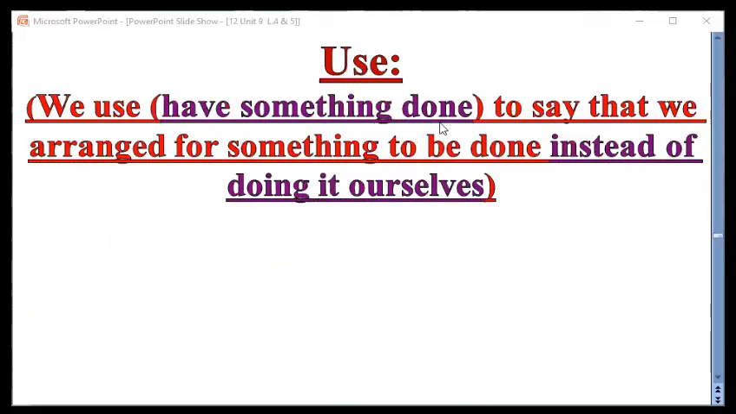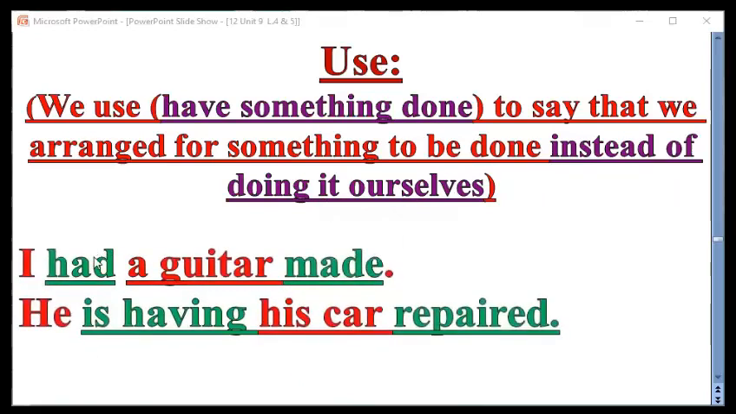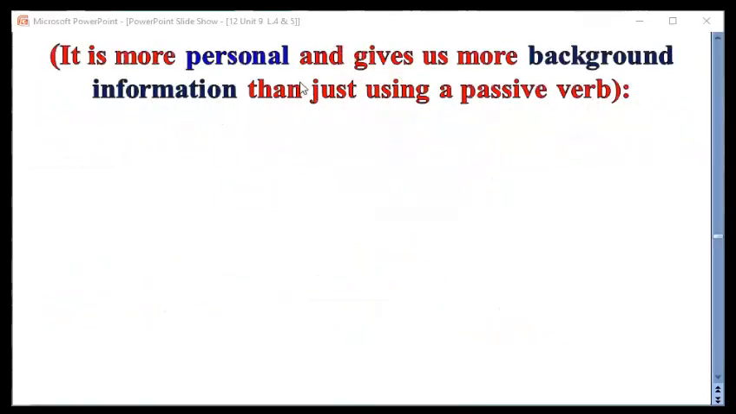We use have something done. Why? To say that we arrange for something to be done. Do we do it ourselves? No. Instead of doing it ourselves, I had a guitar made. So here this is had, object, verb 3. He is having, this is have, but it is in the present continuous tense, his car, object, repaired, this is a past participle. It is more personal and gives more background information than using the passive verb.